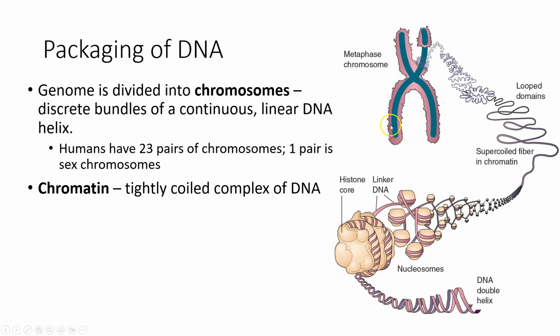So our DNA is divided into 23 pairs of chromosomes, 22 pairs of autosomes, and 1 pair of sex chromosomes. These are discrete bundles of a linear DNA helix that is then tightly coiled and packaged into what we call chromatin. So here you can see chromatin is supercoiled to make it more condensed.